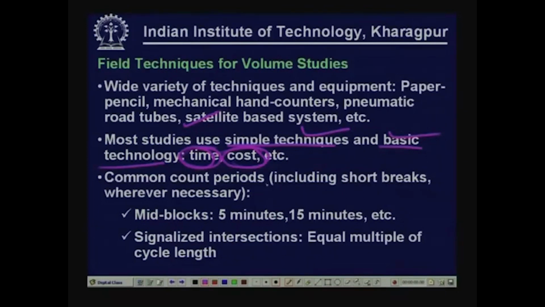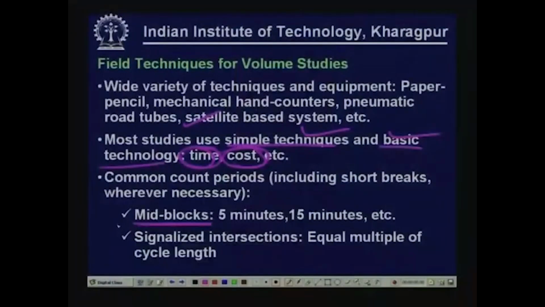Now, common counting periods, as I told, may vary widely depending on the need, but still I will try to give you a little bit of an idea, say for mid-block counts. Normally, that is the duration of studies, and here we are talking about the count period. Now, these two are different. Duration of studies means for how long I should carry out traffic volume studies, for one day or peak hour or during peak 12 hours or 16 hours, that is the counting period.